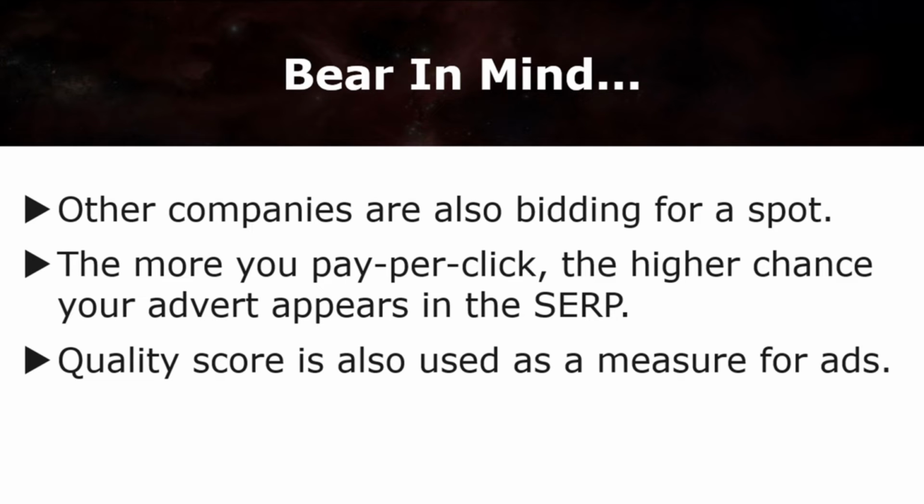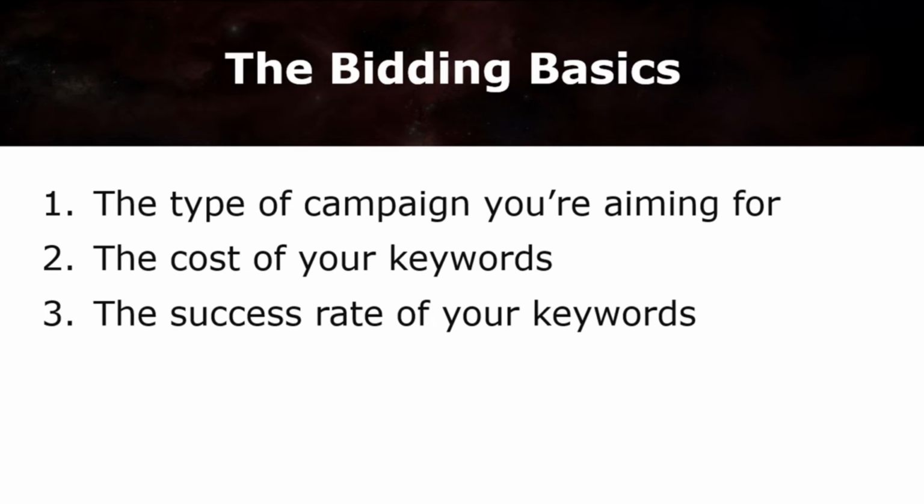However, unlike real-life bidding, it's not just the highest bid for price that's taken into account for the projection of your ad. Google also measures your ad by a quality score. First, let's look into the bidding amount. There's no fixed rule for the bid amount that you should be paying. Different people will have different bidding prices, and at the end of the day, it's dependent on these 3 important factors, which are the type of campaign you're aiming for, the cost of your keywords, the success rate of your keywords.